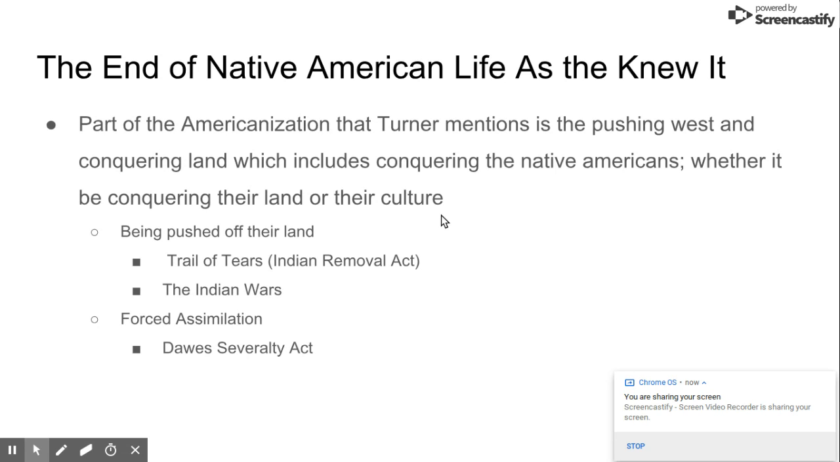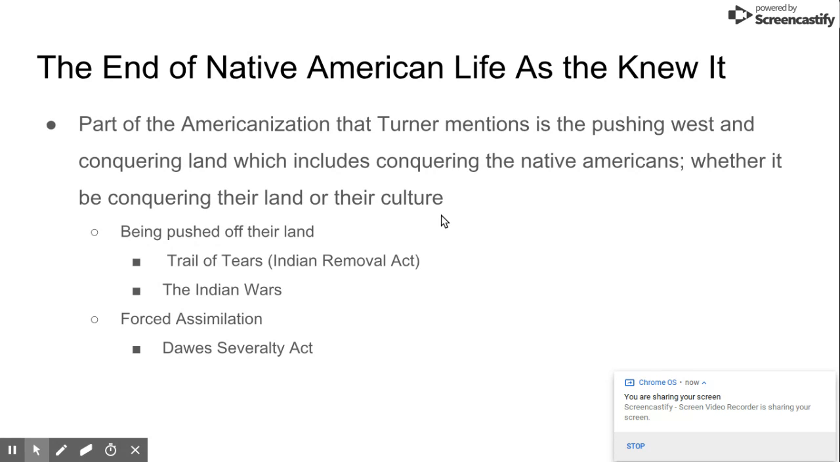One was literally pushing the Native Americans off their land, and this is shown in examples of the Trail of Tears, also known as the Indian Removal Act, and the Indian Wars. Since the Native Americans relied heavily on their environment to sustain themselves, and it impacted their tradition and culture greatly, being pushed off their land had a really negative effect on the Native Americans, and it made their way of life a lot harder.